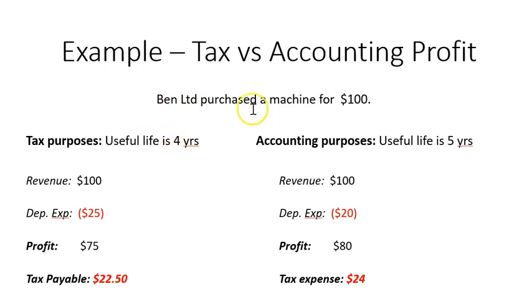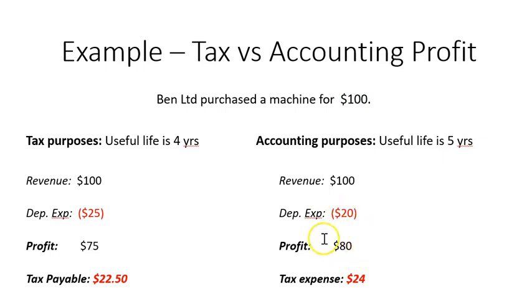So Ben Limited purchased a machine for $100. So for tax purposes, useful life is 4 years. For accounting purposes, useful life is 5 years. So if revenue is constant at $100, for tax purposes, the depreciation expense will be $25 a year because it's 100 divided by 4, so we get 25. For accounting purposes, depreciation expense will be $20 a year because it's 100 divided by 5, so we get 20.